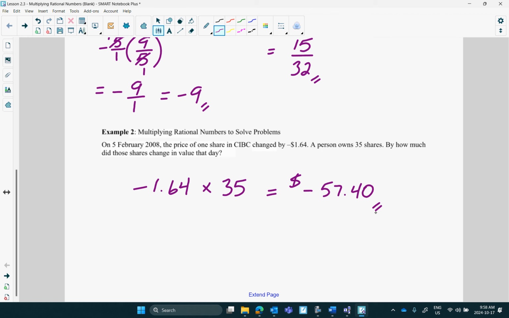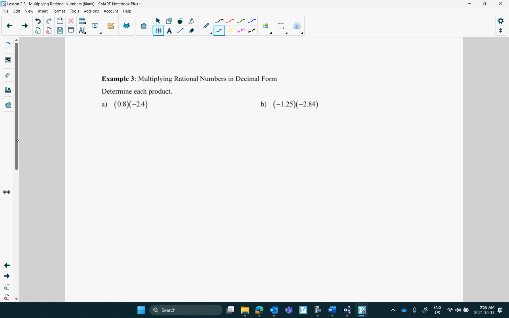And then finally, these last two. Pretty straightforward. Really, you're just doing these on your calculator. Basically, you have to know whether the answer is going to be positive or negative. And then you answer that on your calculator. So I know that in A, it's going to be negative. So if I do 0.8 times 2.4, and knowing the answer is negative, I get negative 1.9.